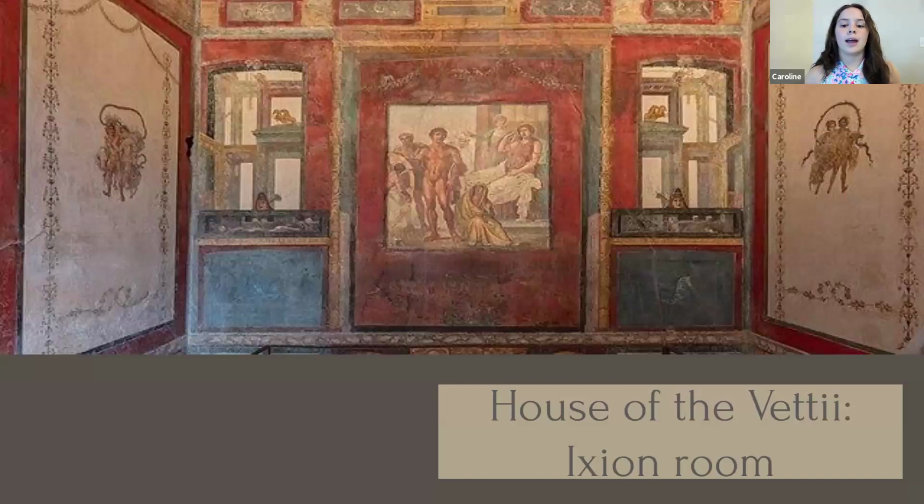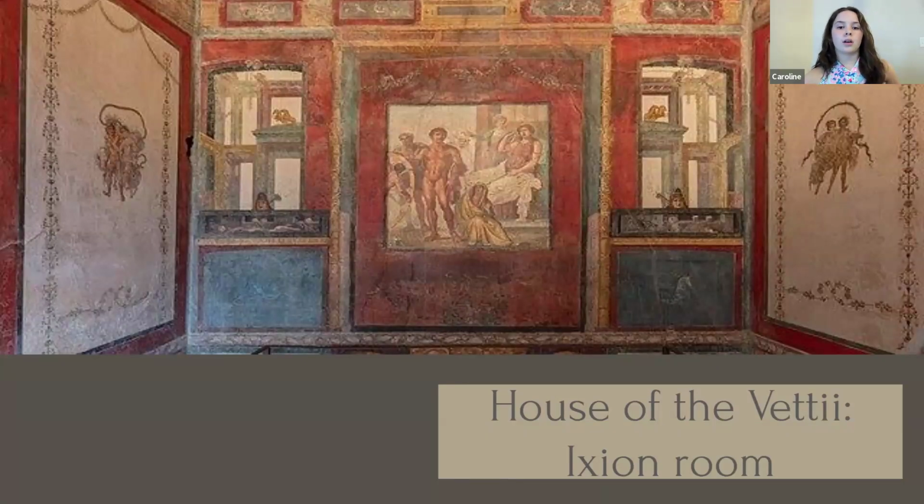And then for the fourth style, we have the Ixion room in the House of the Vettii, another extremely famous house in Pompeii. So again, the fourth style is a combination of the second and third styles. You'll see here on the left and right walls are more of that third style with a plain, colorful background, in this case white, with some ornamentation and an image in the center. And then that back wall is more meant to create an illusion with the architecture and some more life-size people.